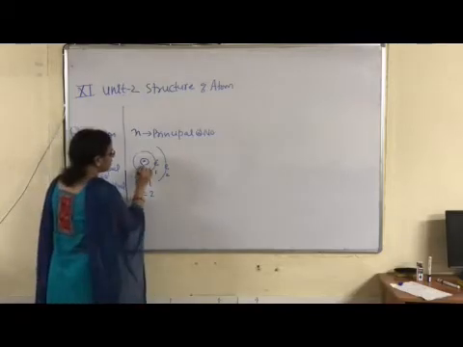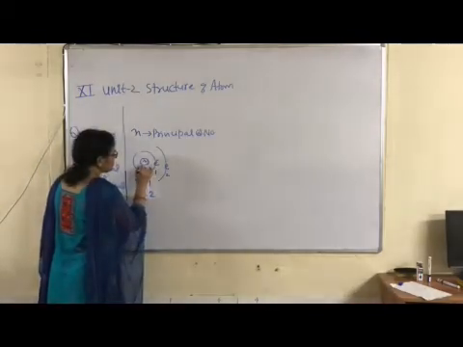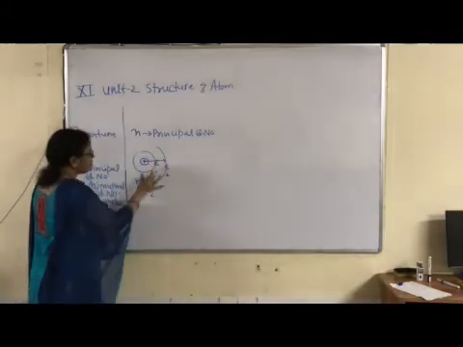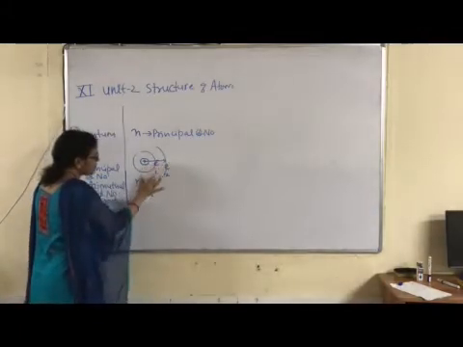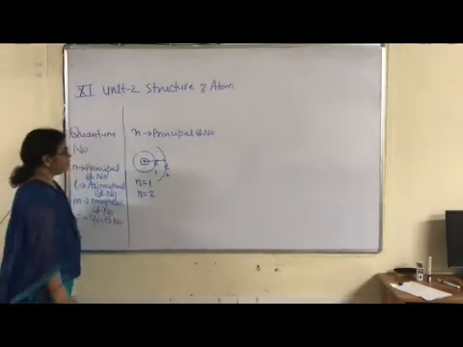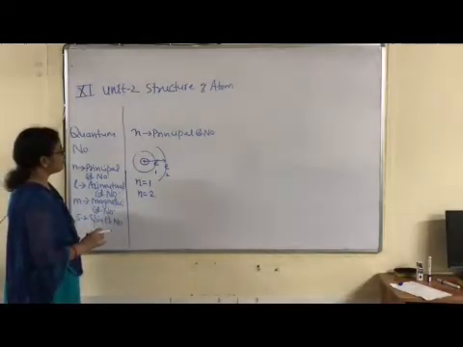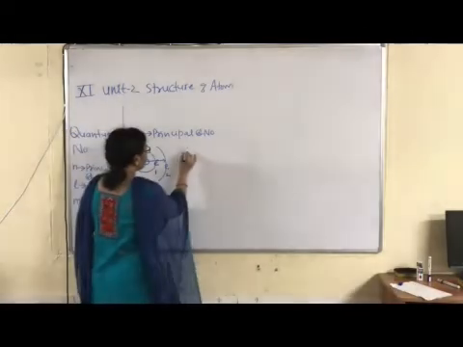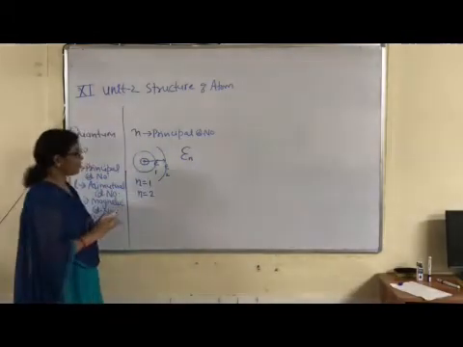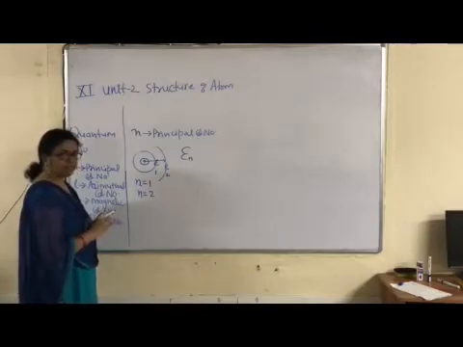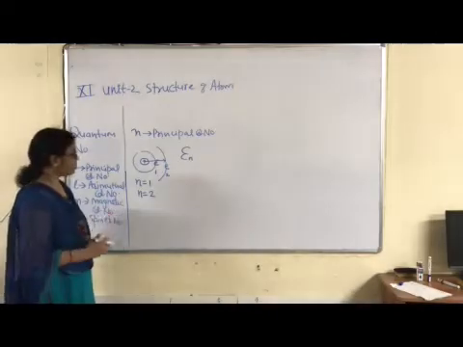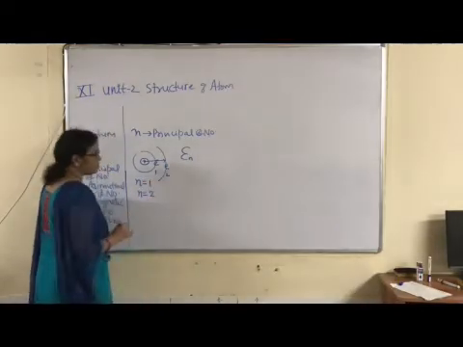Size means the radius of the atom, like this, the distance from the central part of the atom to the last valence shell. This radius decides the size of an atom. Clear? Now, significance. What is the first significance of the principal quantum number? We can calculate the energy of an orbit. According to Bohr's concept, all orbits are stationary orbits. The energy of each orbit is fixed.